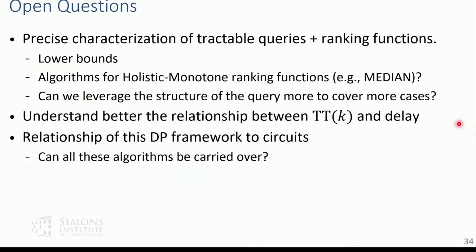And I have here some questions that are very natural, given that I hinted at them multiple times during the talk. We still don't have a precise characterization of tractable queries and ranking functions. So if you think about this outer holistic monotonicity class, we don't have algorithms, but we also don't have lower bounds. A concrete example is the median as an aggregate function. We don't know what happens there. The other thing that I mentioned is this relationship between time to k and delay. We have some results, but we don't completely understand the relationship between them and whether we can always map one to the other.